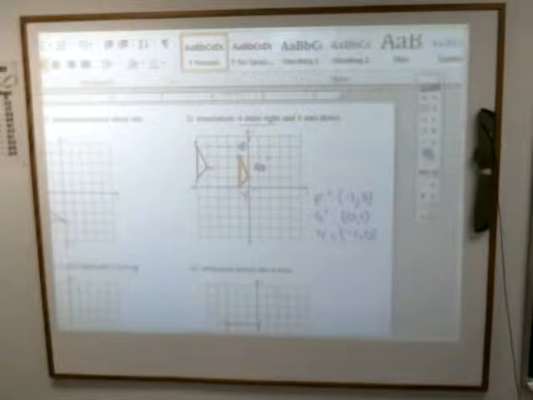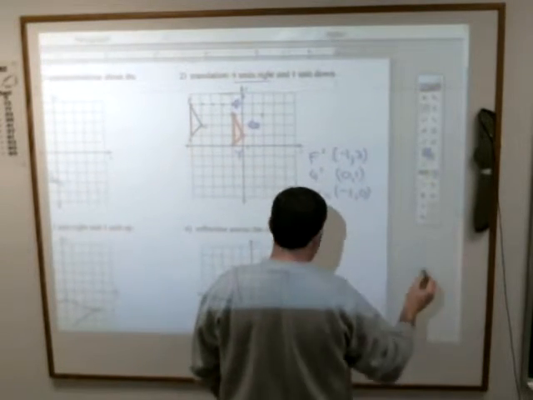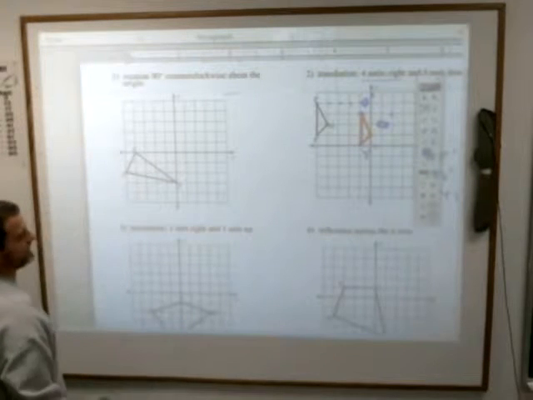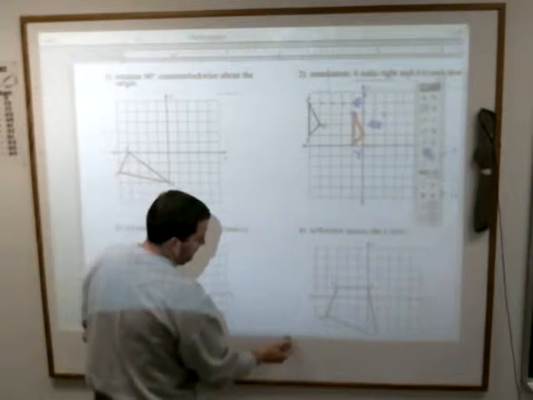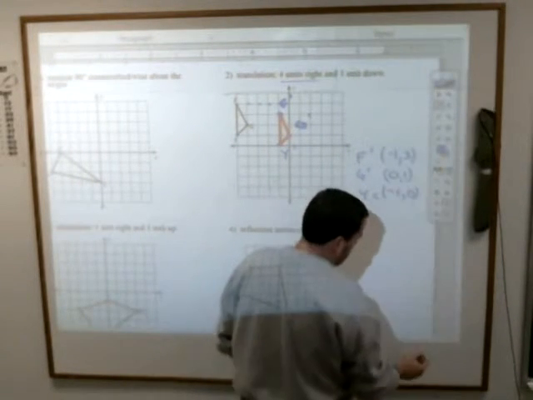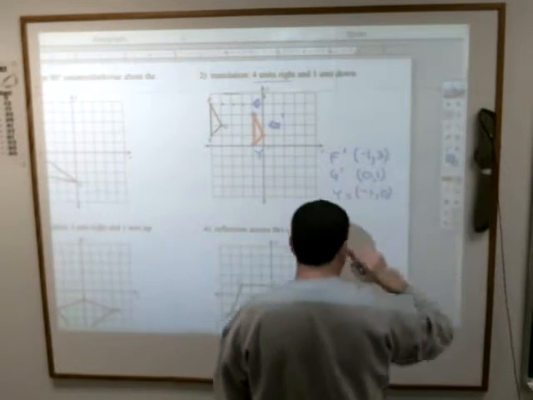You are smart, generally speaking, with an exception on occasion. Got that? So the translation is probably the easiest of them to do. The reflection, ladies and gentlemen, gets a little more tricky. We're going to do that one next.